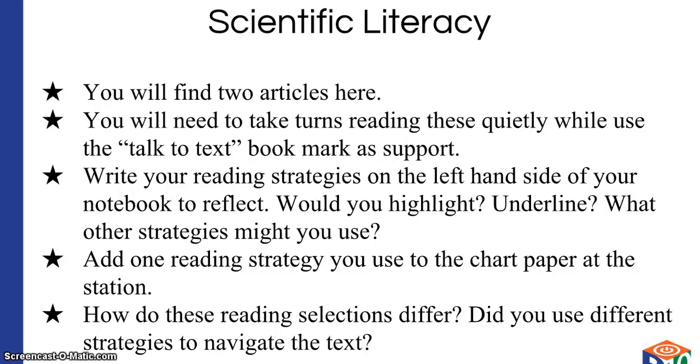How do these reading selections differ, and did you use different strategies to navigate the text? It's important for us to be aware of what strategies work in scientific literacy versus fiction reading, because what we do with science reading may not necessarily lend itself to fictional reading. Are we using diagrams? Can you really visualize what the text is talking about? Probably not. So what other strategies can we use in order to get the full meaning of the text that we provide our students with?